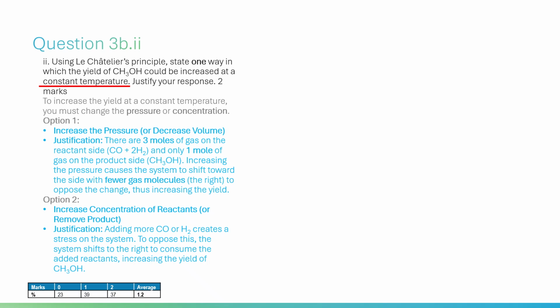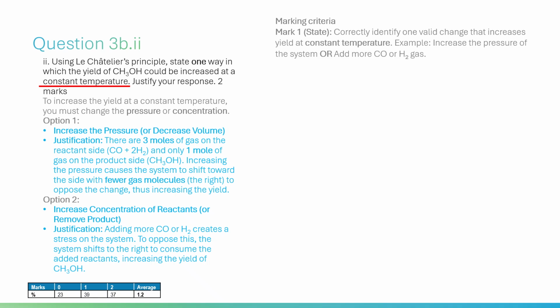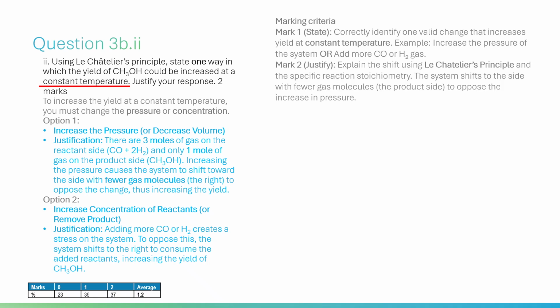Marking criteria. Mark 1, state: correctly identify one valid change that increases yield at constant temperature. Example, increase the pressure of the system or add more CO or H2 gas. Mark 2, justify: explain the shift using Le Chatelier's principle and the specific reaction stoichiometry. The system shifts to the side with fewer gas molecules, the product side, to oppose the increase in pressure.